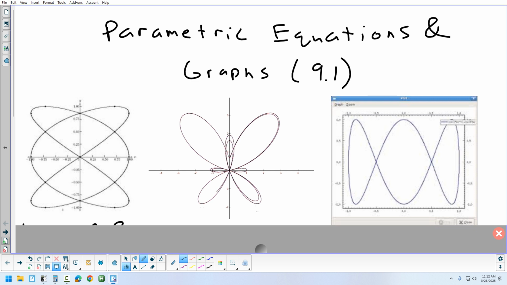Well, there are some graphs. First two are a little more complicated than we're going to get into. But the third one might be something we look at. None of these graphs pass the vertical line test. None of them are functions.